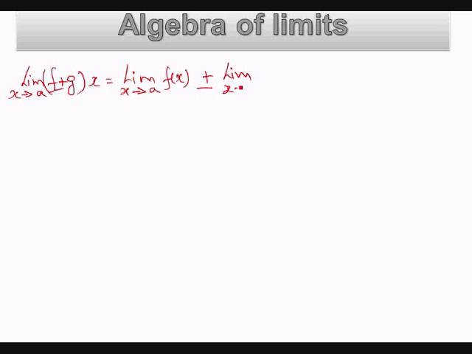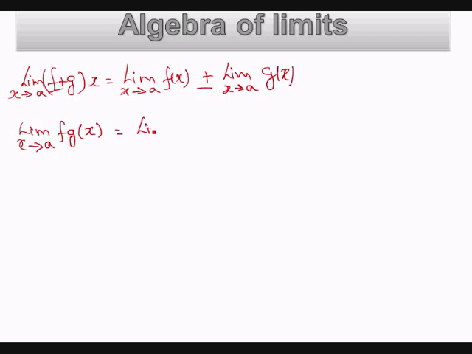Algebra of limits. You can add, subtract, multiply and divide two functions and then apply the limit on that. That is, the first algebra is the limit as x tends to a of f plus or minus g of x can be split up and written as the limit of f of x plus or minus, if it is plus, it is plus here, if it is minus, it is minus here, the limit as x tends to a of g of x. This is for addition and subtraction. The same way it is for multiplication and division as well.